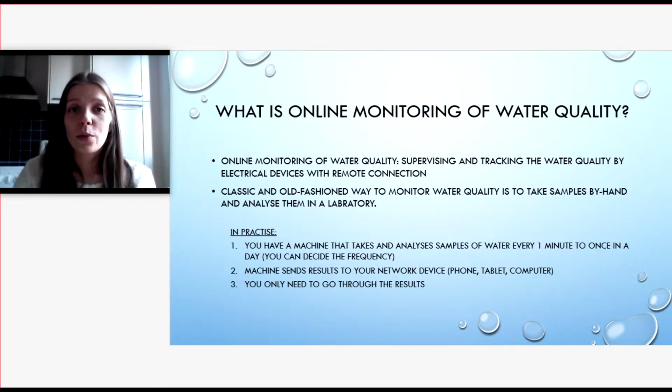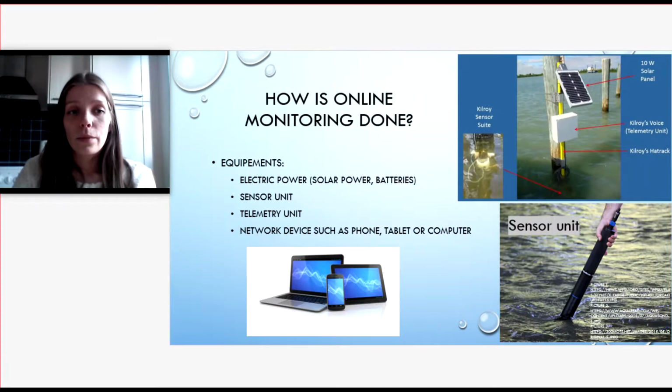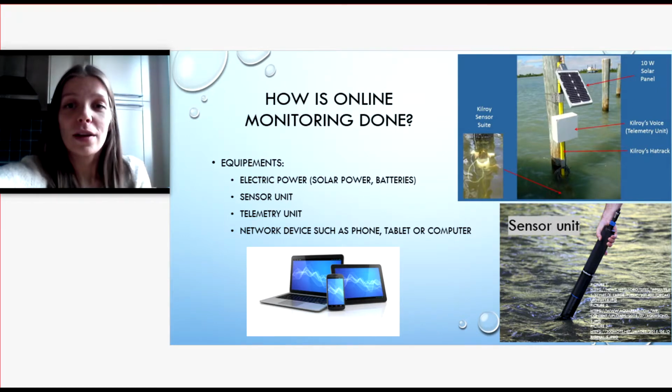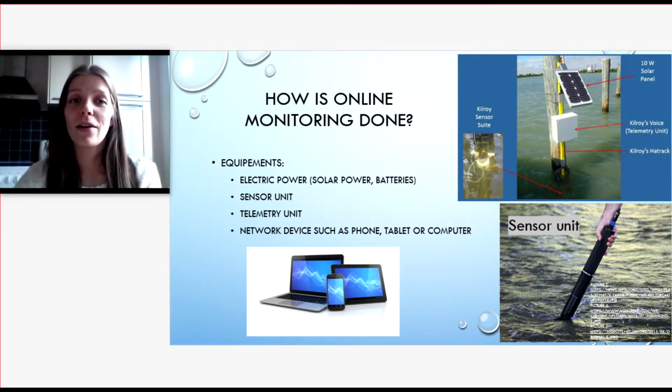How is online monitoring actually done? Basically, we need 4 elements. First of all, you need electric power. In the environmental field, power is usually produced by batteries or solar panels because the target areas are in many cases, for example, far in the woods or in the middle of a lake. So mains current is not available.